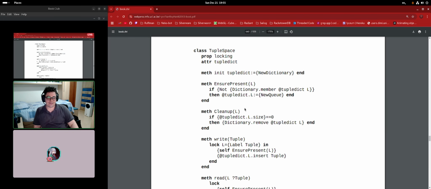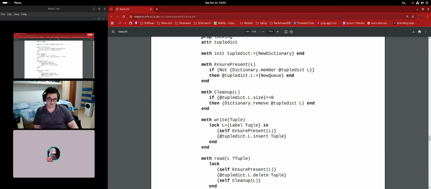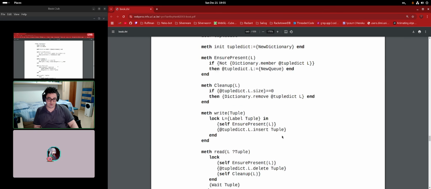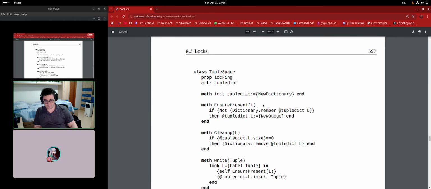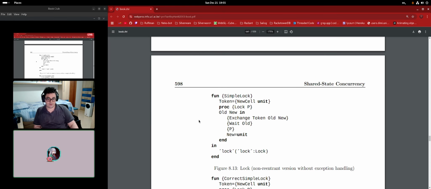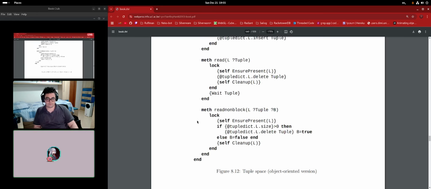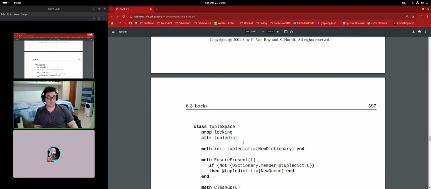Okay, anyway, so then we have the OOP version that I think nobody cares about. Well, there is a clever thing about this though. Is this the one using a queue? No, it's using a dictionary as the internal implementation of the multiset. So that's cool. Yeah, it's a dictionary of queues, basically. Where are we? Yeah, so this is just talking about implementing that.